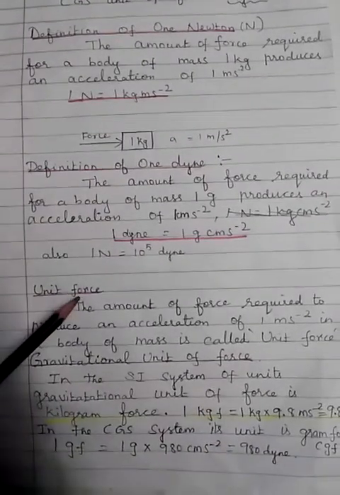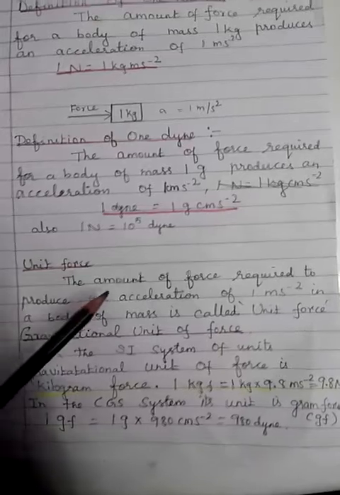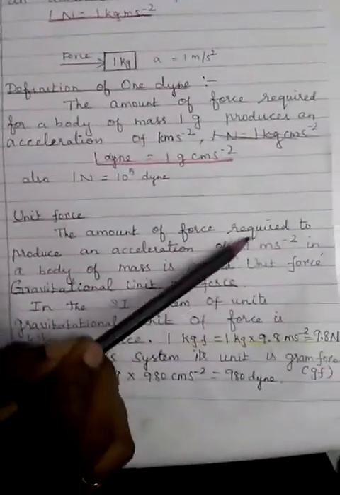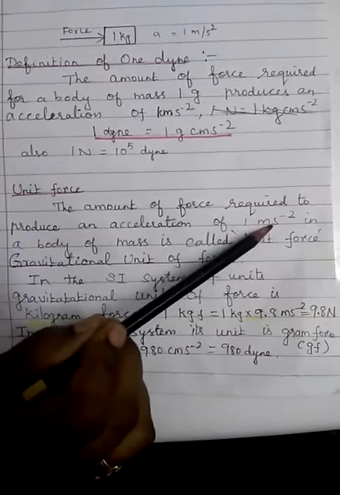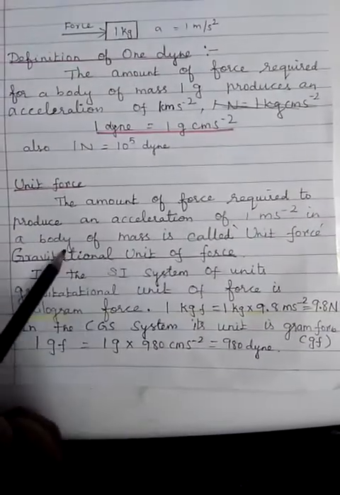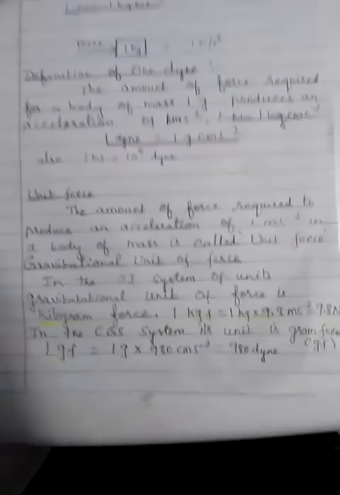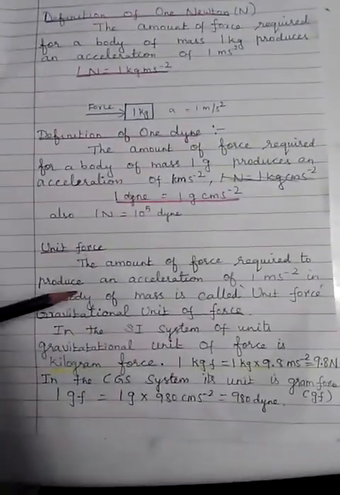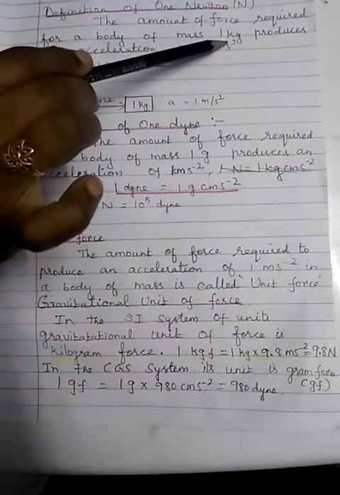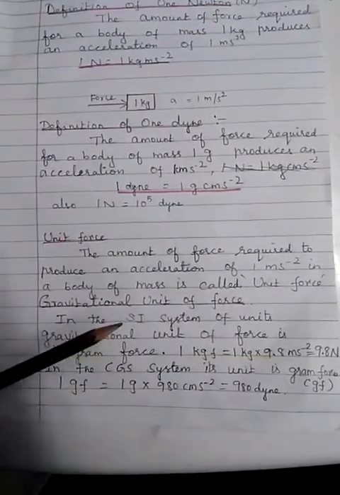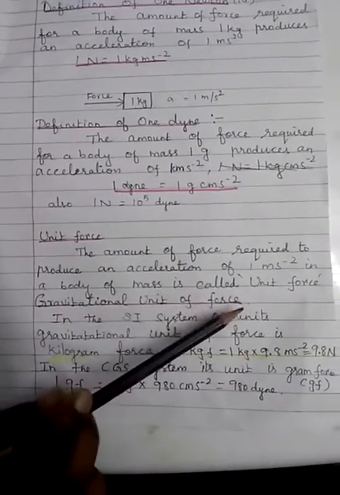Next, unit force. Okay. So unit force is 1 Newton. Listen. The amount of force required to produce an acceleration of 1 meter second power minus 2 in a body of unit mass is called unit force. So the difference between 1 Newton and the unit force is nothing. Here the mass is specifically given as 1 kilogram. Here, just a unit mass is called unit force.